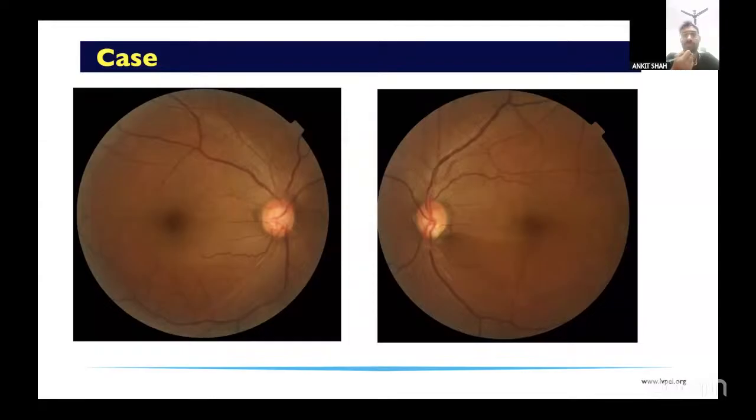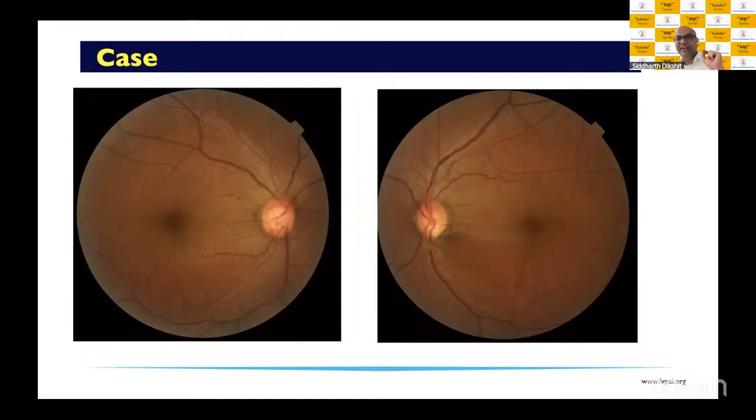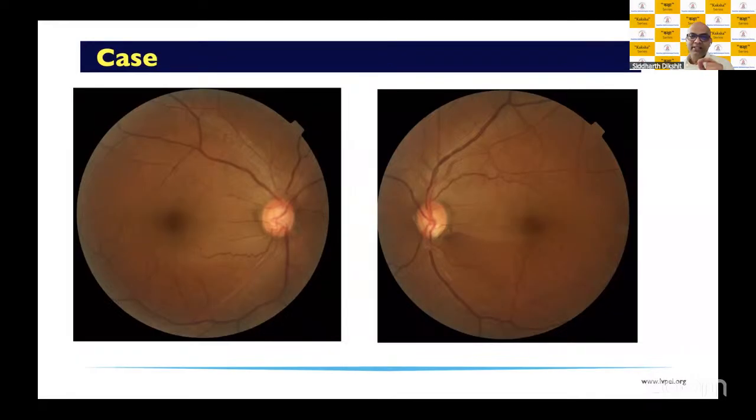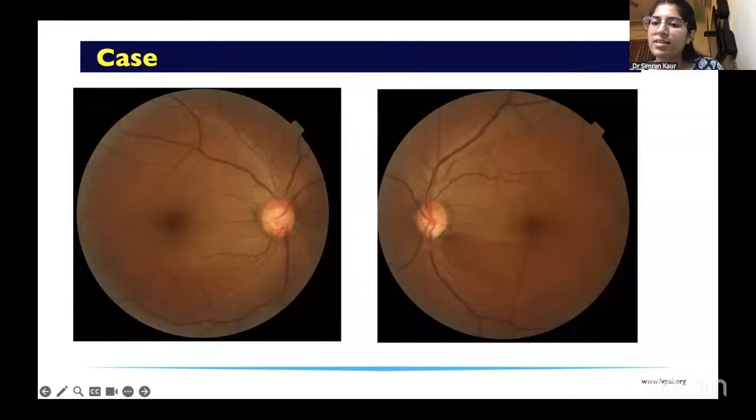You are not supposed to look at cupping. Okay, I will refine it. You are supposed to look at cupping, but not in isolation, in conjunction with the disc size. Simran, the left eye disc is similar size, larger or smaller than the right eye? Sir, a bit smaller than the right eye.